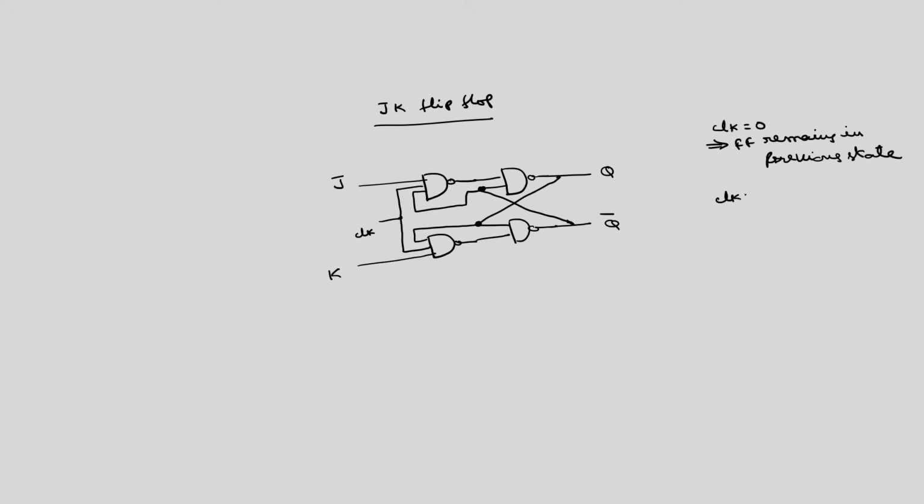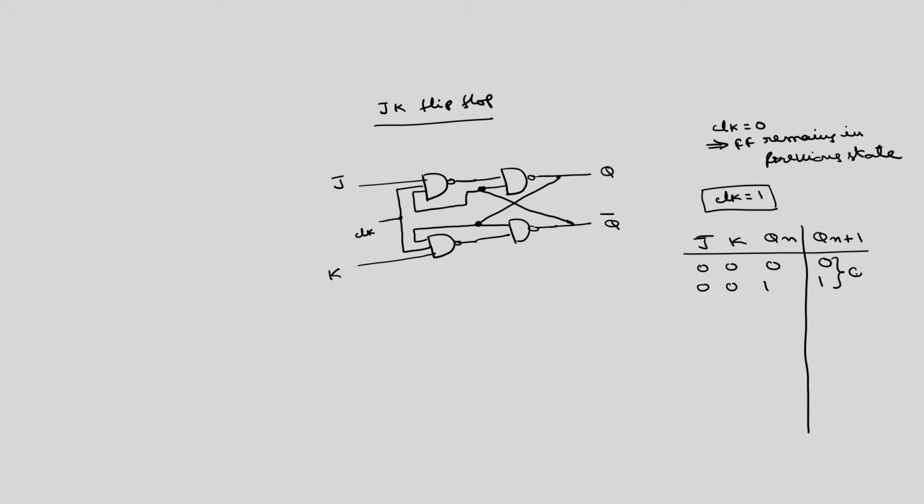When clock is equal to 1, you can check J, K, Qn and Qn plus 1. So, 0 0 0 will give 0 itself, 0 0 1 will give 1 itself, it is simply Qn. 0 1 0 gives 0 itself, 0 1 1 also gives 0, this is simply 0. 1 0 0 and 1 0 1 will give 1.